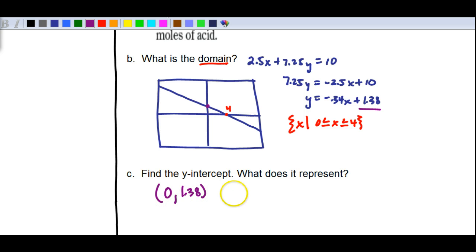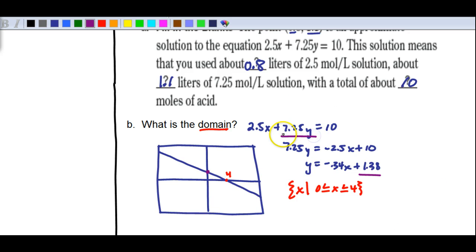And that number is telling us how much of the 7.25 moles per liter solution we can use. Because remember, that y value is coming from that portion of the equation. And so the equation is referring to the y value that goes with the 7.25 solution.